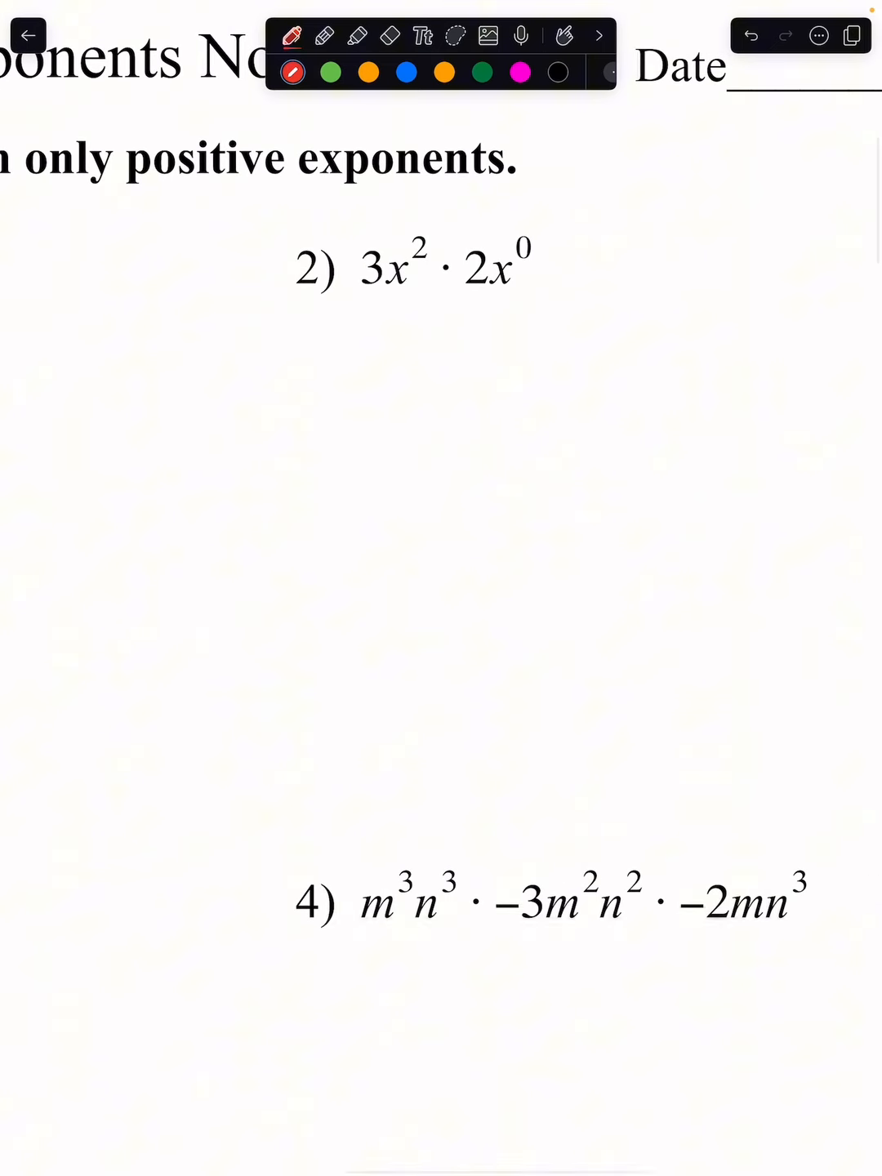Okay, let's look at number 2. First thing I'm going to do is multiply this 3 times the 2, because you multiply the numbers in front, that's going to be 6. Now I have to combine my x's, this one and that one. Well, that x to the 0 really means 1. Or you can say 2 plus 0. This 2 plus this 0 is still just 2.